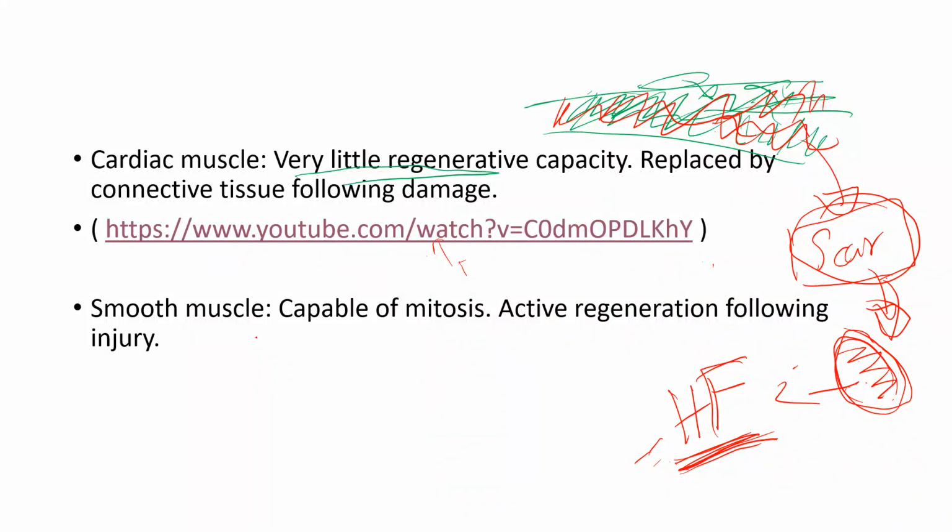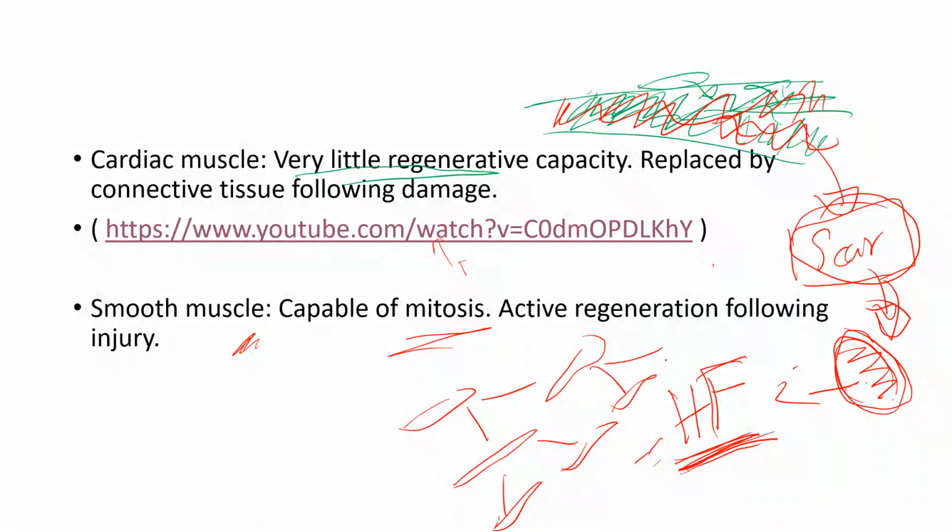So then when it comes to the smooth muscles, they are capable of mitosis. That is, they can divide, forming similar muscle cells. So when there's injury, they can divide, forming new cells to replace the destroyed cells. So when it comes to smooth muscles, there's not much of a problem.